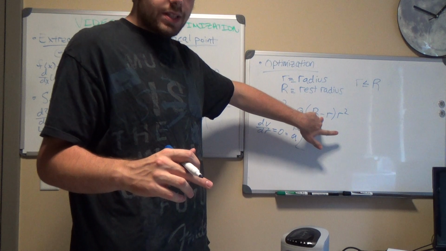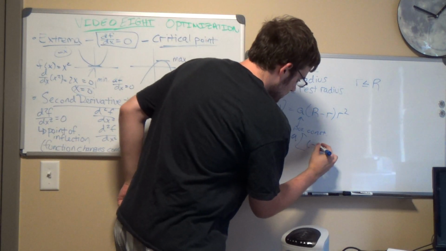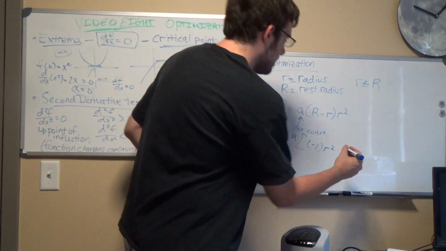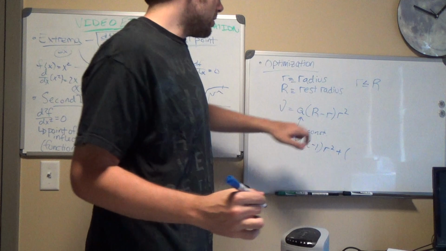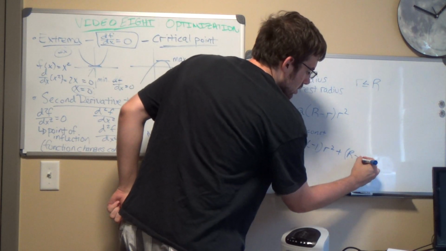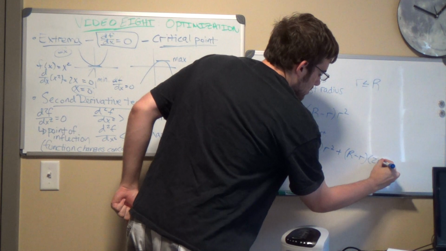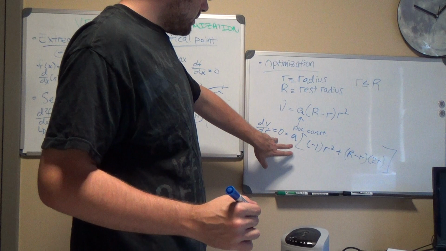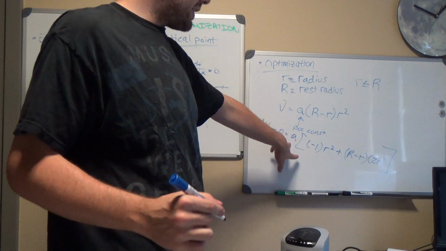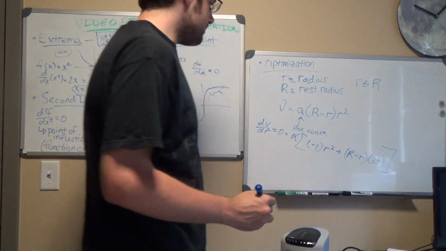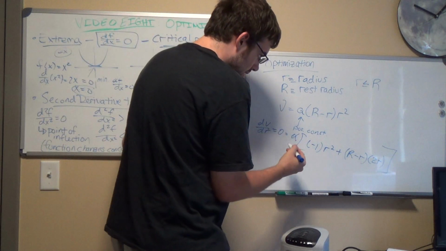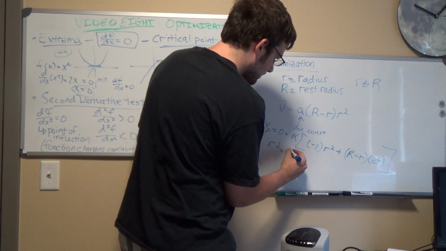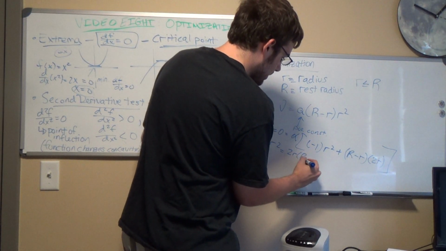So the derivative of the first is negative 1 times the second, which is r squared, plus the first, R minus r, times the derivative of the second, which is 2r. Now because this is equal to 0, we can just get rid of this a. And we end up with r squared equals 2r times big R minus little r.